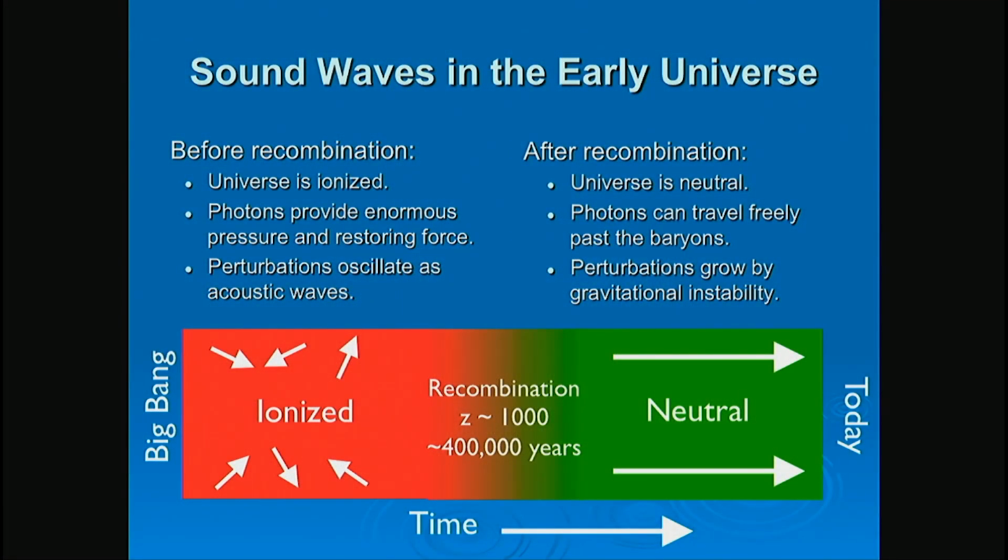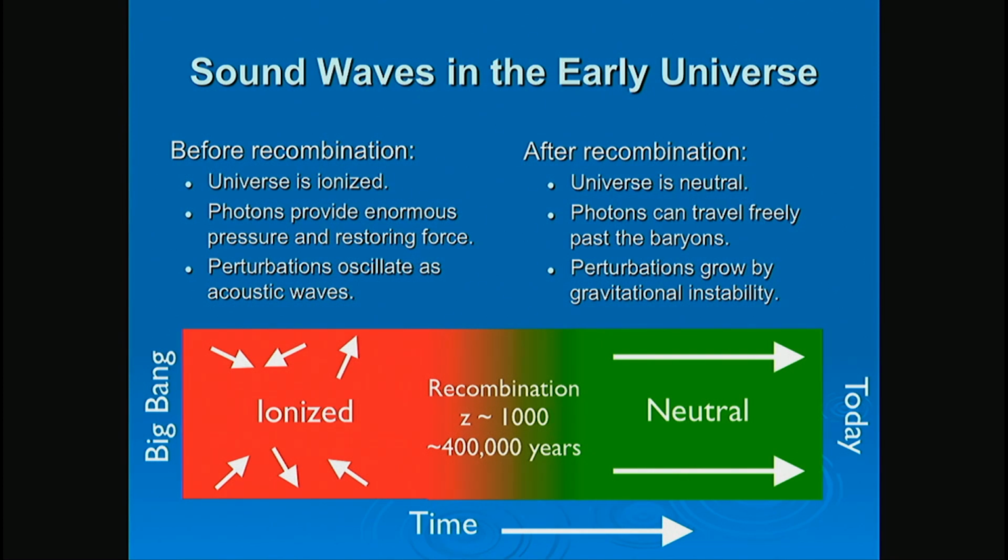Now the key idea here is recombination. It happens at redshift of 1,000, when the universe is 1,000 times smaller than it is today, 1 billion times denser, 1,000 times hotter. And this is 400,000 years after the Big Bang, this age I've been telling you about. Okay, why is this important?